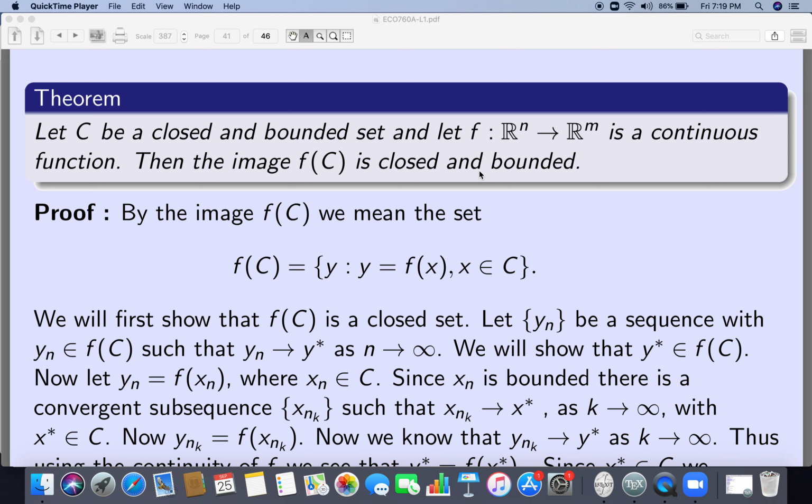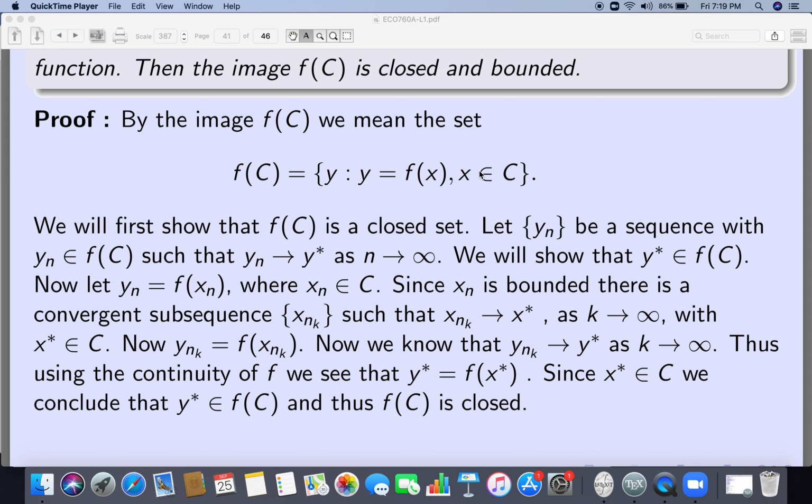So you see in the proof that y_n is a sequence with y_n of course in F(C), the image, and y_n goes to y star. What we want to show is that y star is in F(C). So now y_n equals f(x_n), and x_n is in C, and C is bounded. So x_n is also a bounded sequence, and there is a convergent subsequence x_{n_k} of x_n which converges to some x star, and because C is also closed, x star is in C by the definition of a closed set.